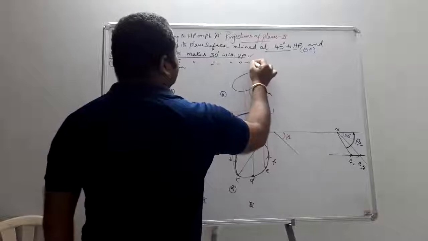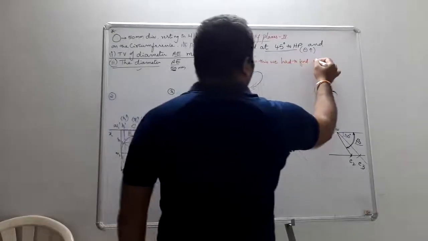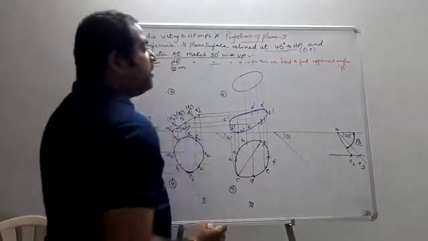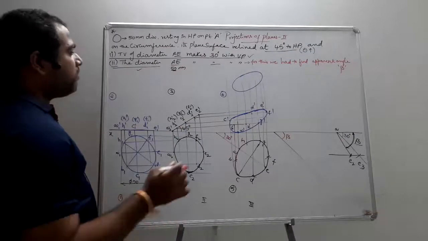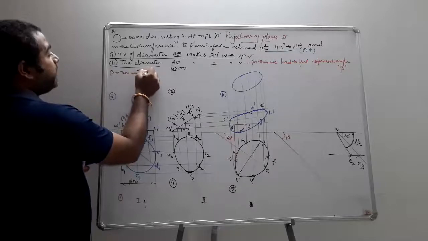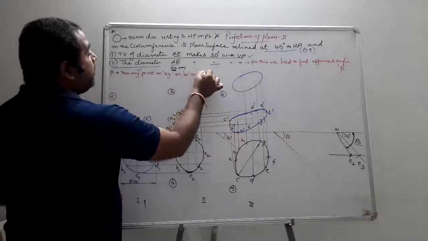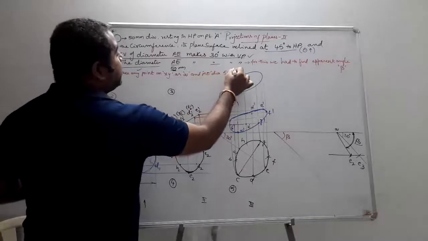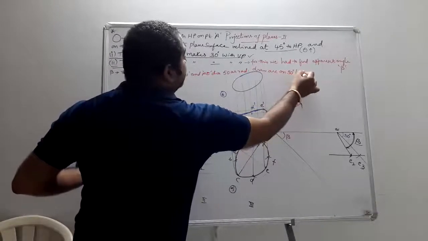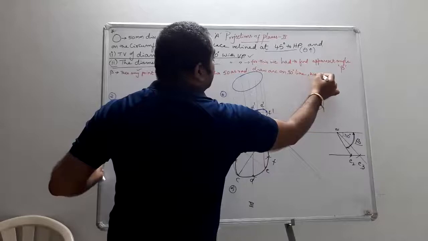So we have to find the apparent angle beta. Let us see how we can find it. What was the first step? Apparent angle beta, how can we obtain it? Take any point on XY as A, and with AE diameter 50 as radius, draw an arc on the 30 degrees line. Then we obtain some E3.